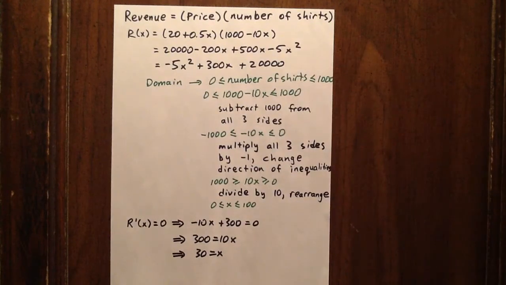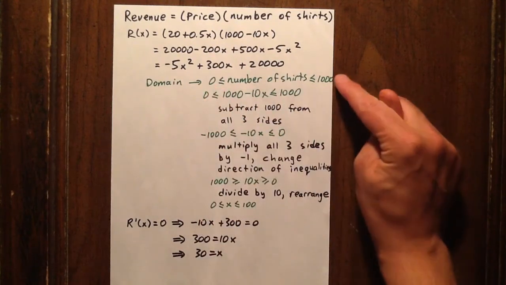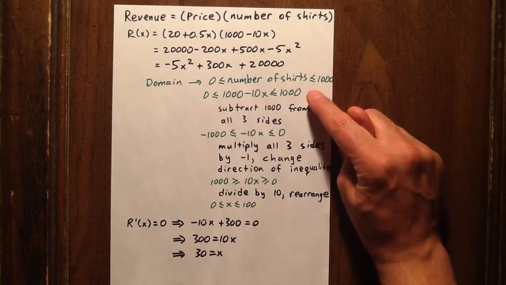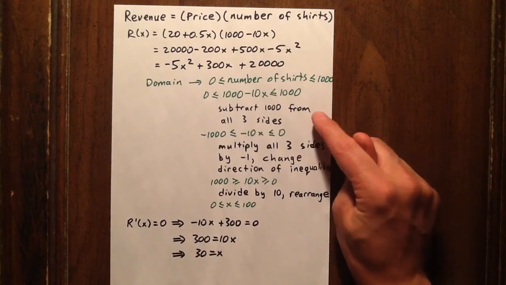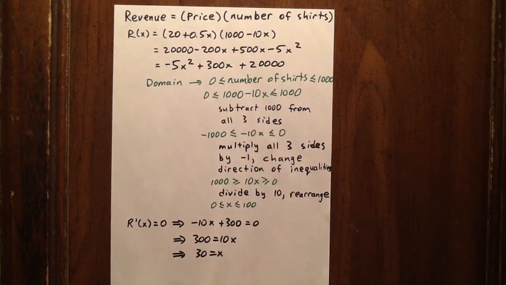Now, we know that the greatest possible number of shirts that Cornelius will sell is 1,000, because that's the number that he printed, and the lowest number of shirts he'll sell is 0. So we can set up our domain considerations like this. Now we know that 0 is less than or equal to 1,000 minus 10x, which is less than or equal to 1,000. So what we're going to do is subtract 1,000 from all sides, and we'll have negative 1,000 less than or equal to negative 10x less than or equal to 0.